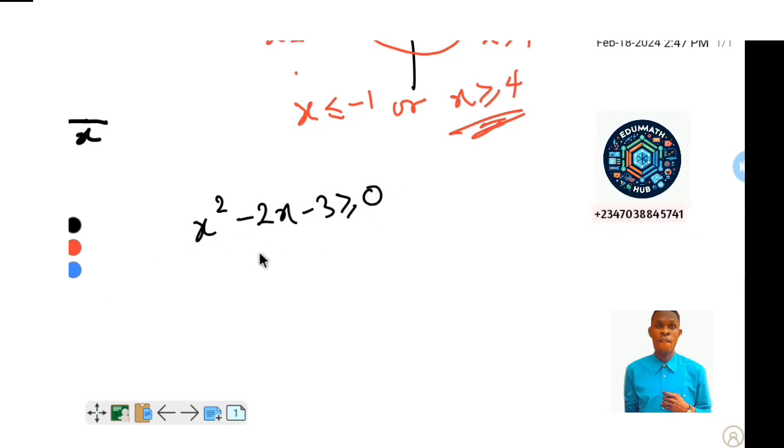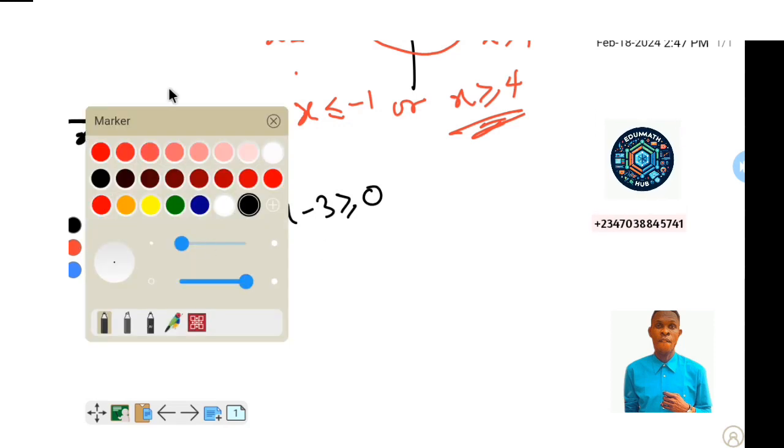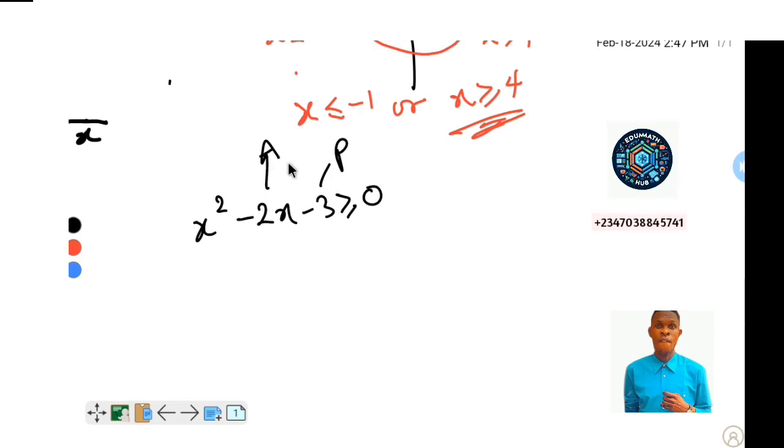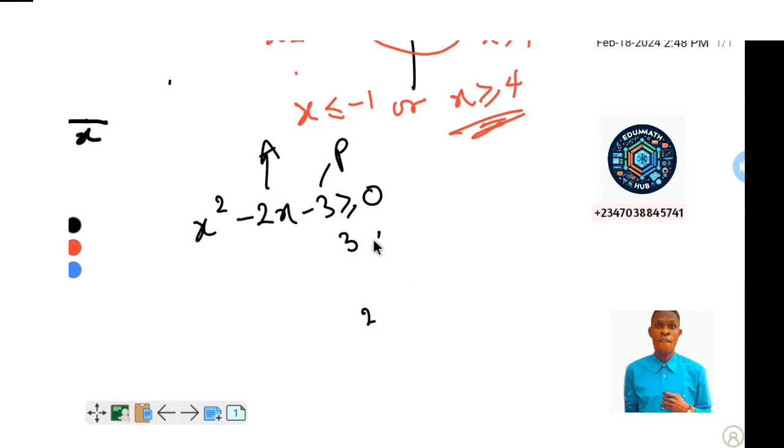Now the first thing to do, you can see that this equation doesn't come factorized. You need to factorize it. To factorize the quadratic equation is very simple. This is the product term, this is the addition term. So you just look for two numbers that if you multiply, you get 3, and if you add or subtract, you get 2. So those numbers will be 3 and 1.